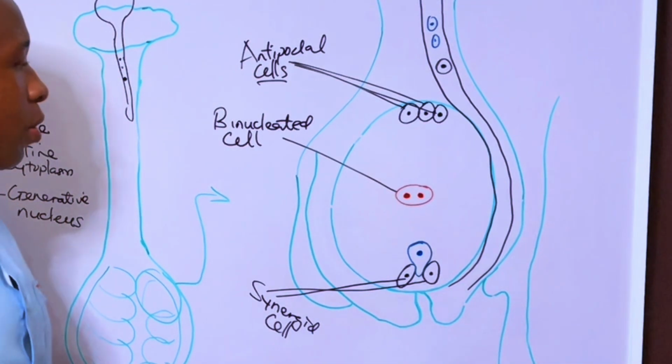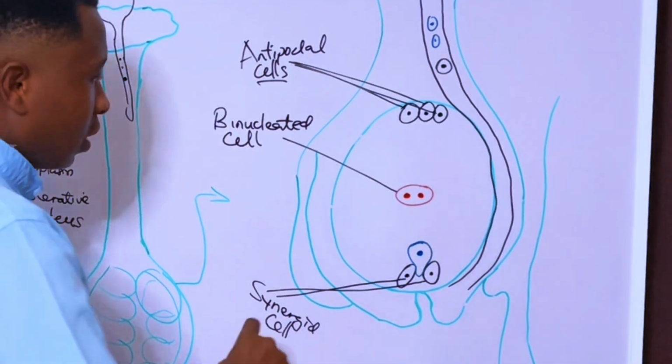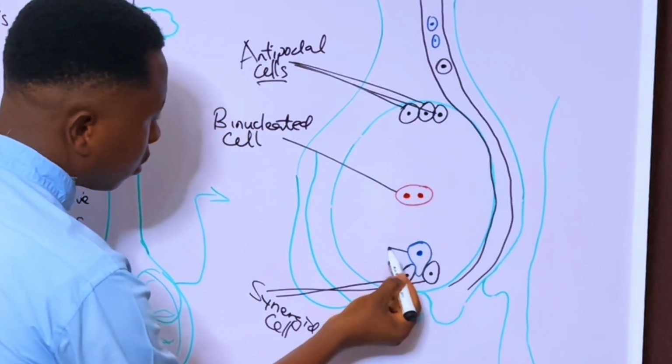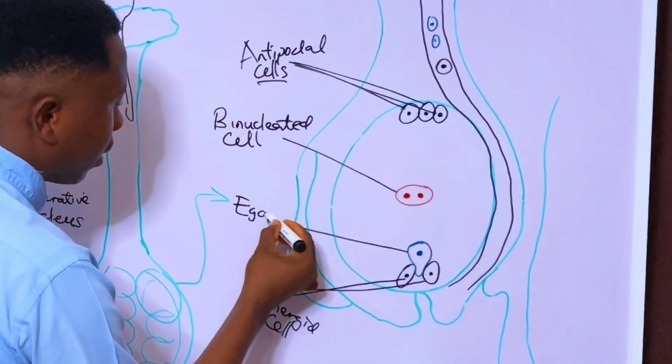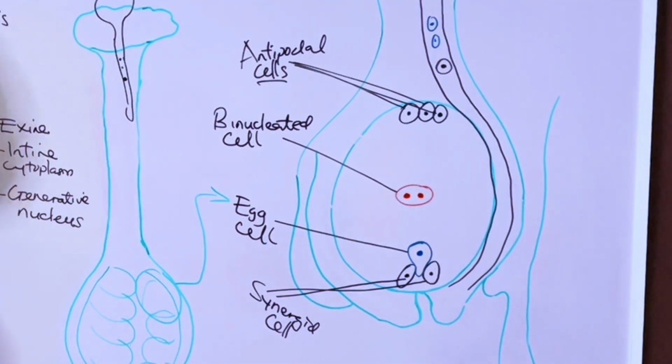Now we also have this one, which is one of the most important cells in the ovule. It's called the egg cell. So these are the different parts of the ovule we have.